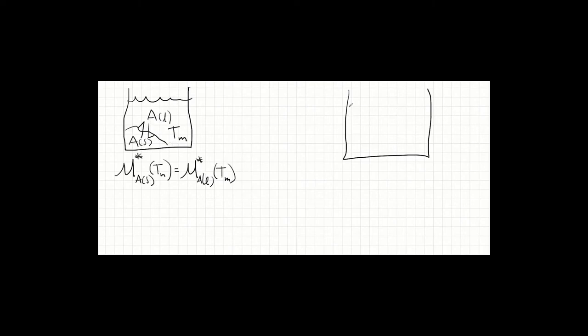All right, let's draw a similar beaker over here. We've got A, solid. We've got A, liquid. The difference is that we've also got a solute in here. So it's a solution, not just pure solvent. And that means the melting point's going to be different. So we'll call it TM prime. Okay? And we can say that the chemical potential of A, liquid, has to be equal to the chemical potential of A, solid. In this case, we're at TM prime.